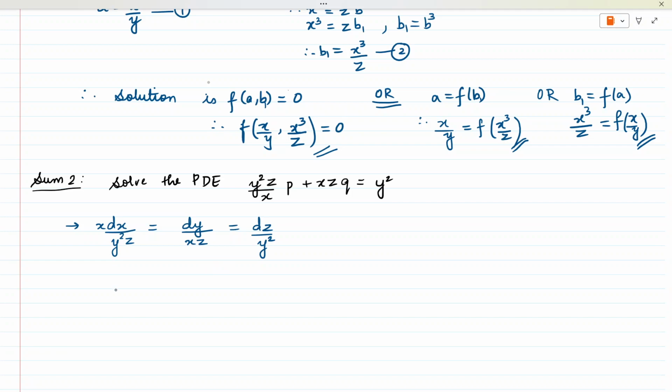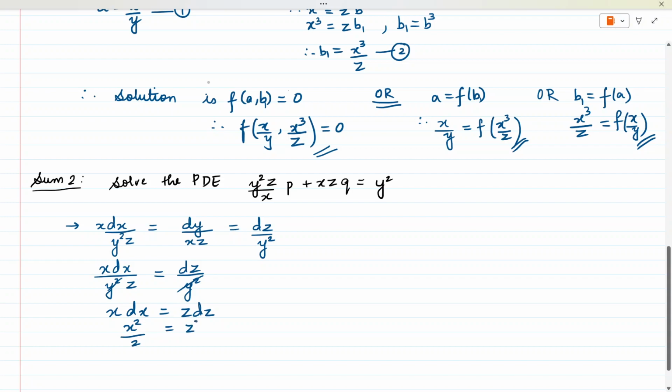You can choose any two combination. Suppose I choose the first and the last one because I see y square common there. So suppose I take this and this. So y square gets cancelled. I'll be left with x dx is equal to z dz. And we'll have x square upon 2 is equal to z square upon 2 plus say c1, where c1 is a constant. So I'll have x square minus z square is equal to 2c1, or I can call this as c2. This is one of the independent solutions which we have found.